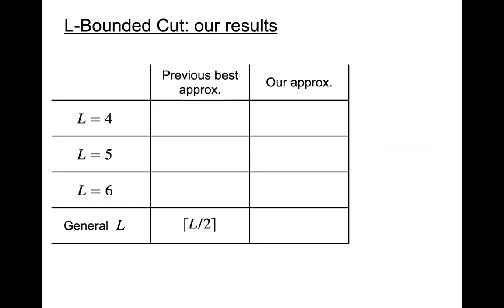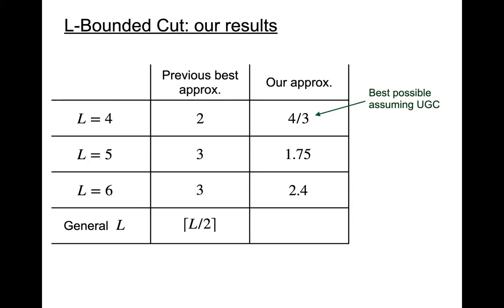So what are our results? Again, the best previous known approximations were ceiling of L over 2 for all L greater or equal to 4. So in particular, 2, 3, and 3 for L equals 4, 5, and 6. First of all, for L equals 4, we improve the approximation from 2 down to 4/3. And note that, as I mentioned, this is in fact the best possible approximation, assuming the unique games conjecture. We also improve the approximation for L equals 5 from 3 down to 1.75. And for L equals 6, from 3 down to 2.4.